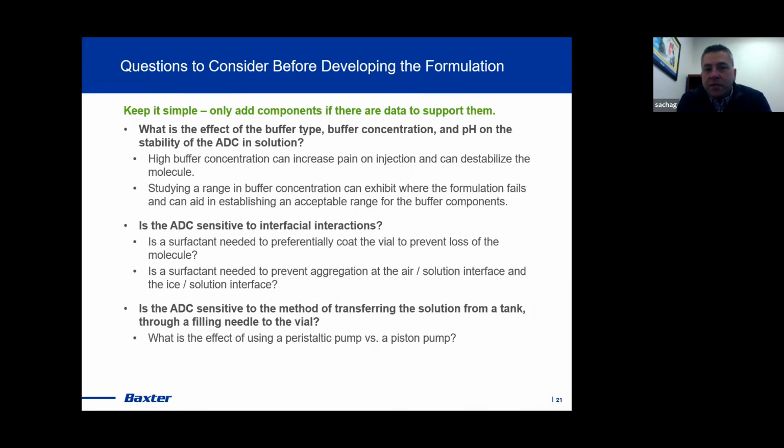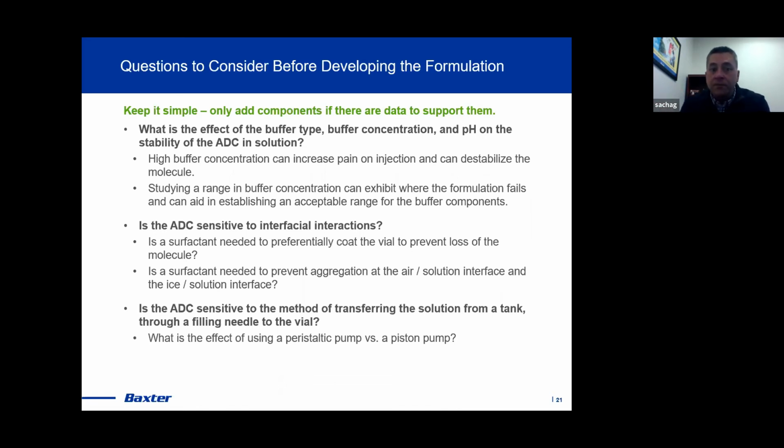So here are some basic questions to consider before we start formulation. First, this isn't a question, but we strive to keep things as simple as possible. So we only add components if we have data to demonstrate that they're needed. Our first question for proteins and monoclonal antibodies is, what is the effect of buffer type, buffer concentration, and pH on the stability of the ADC in solution? So we want to determine, well, is there an effect on buffer concentration? We don't want to go too high because high buffer concentration can cause pain upon injection, and it can also interact with your molecule.